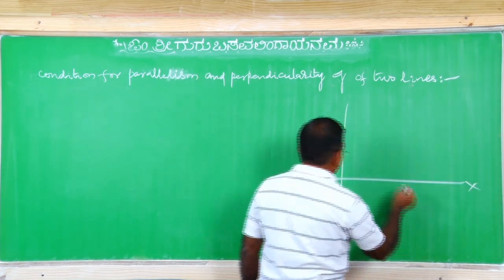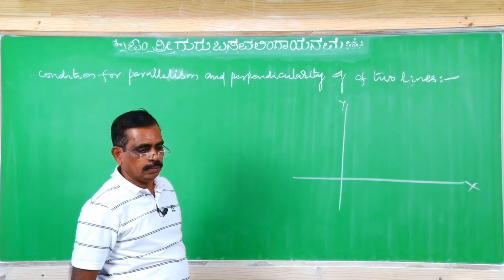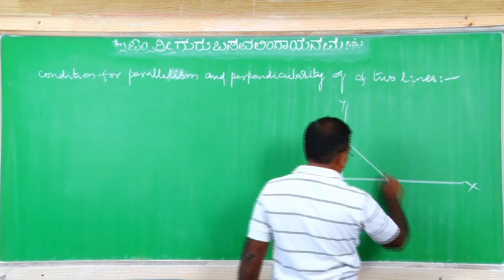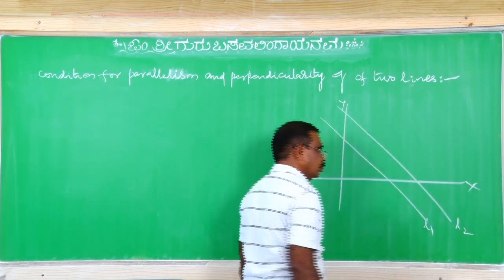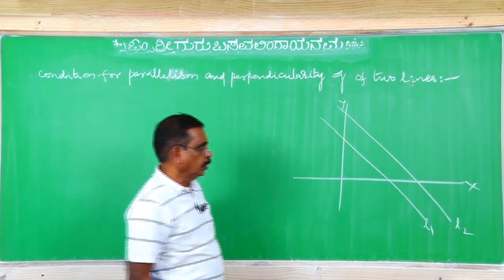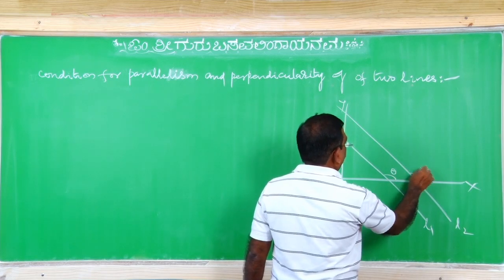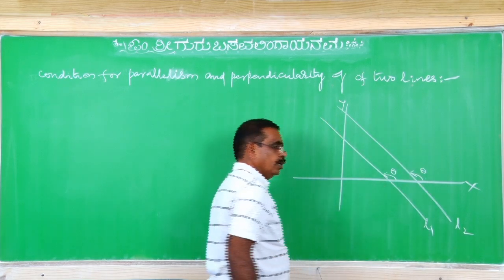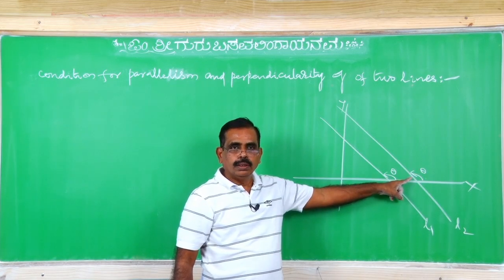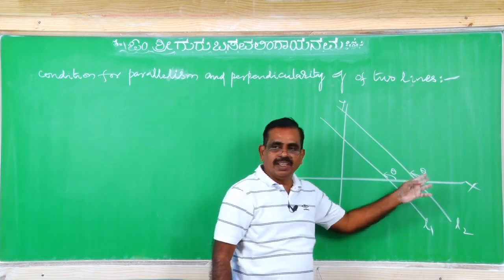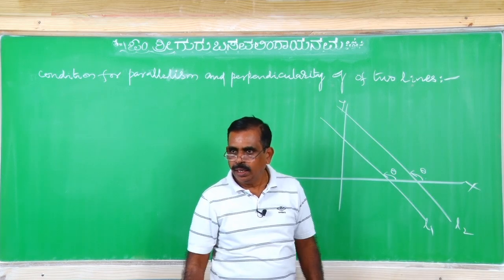See this one, this is the x-axis, y-axis. This is line 1, L1. This is line 2, L2. It makes an angle theta. It also makes an angle theta. What is the slope of this line? m is equal to, here 30 degrees is given, so what do you write? Tan 30.